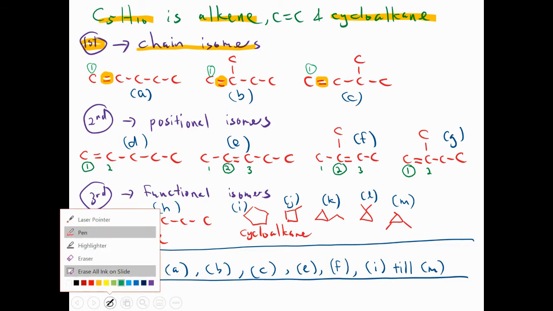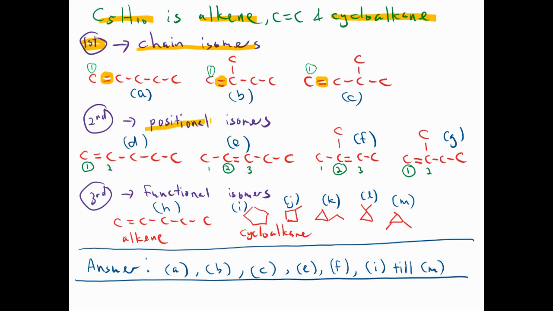Second, I will continue with positional isomers. Same thing. Positional isomers do not change the shape of your structure. Only change the position of the functional group. So you can see F and G, they also have the same shape. That is substituent at carbon number 2, but they only change the functional group. One is carbon number 1, one is carbon number 2.